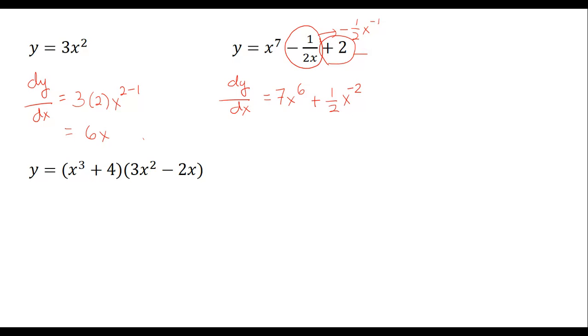Plus 2 is actually, okay, I hope you don't get confused with this. This one is for this and this one is for this. 2 is actually just 2x to the power 0. That's why by the end of the day you have 0 over here, but people don't write 0 here, right? So basically to simplify things, you have 7x to the power of 6 plus 1 over 2x square. All right, so this is your final answer.